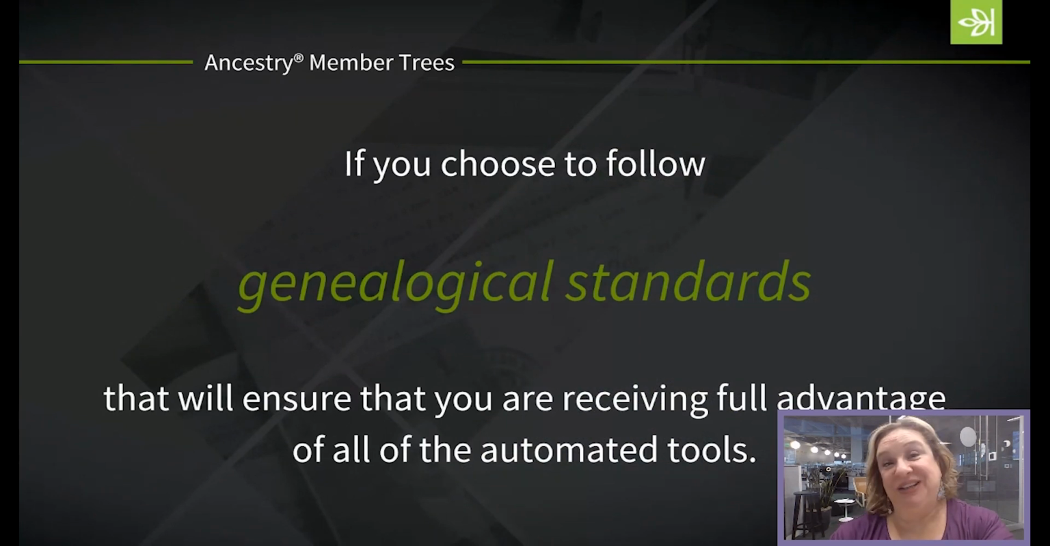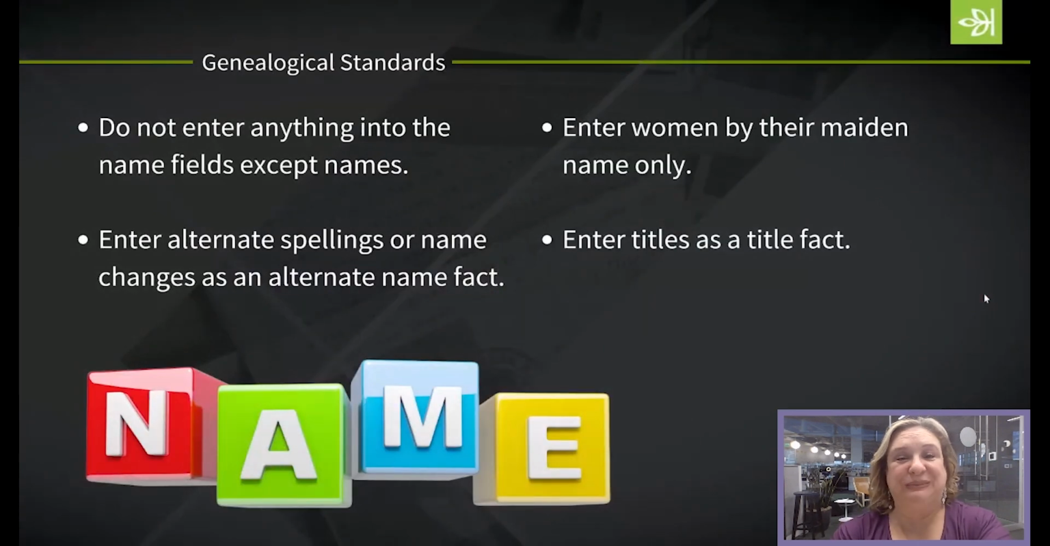Now, I mentioned some genealogical standards earlier, and if you choose to follow them, this will ensure that you're getting the full advantage of all the automated tools. All of the automated tools on Ancestry, such as hinting, searching from trees, some of the DNA tools that are used to help you figure out how you're related to your DNA matches, all of those rely on or are built to the fact that there are genealogical standards. So let's just look at a couple of those in a little bit more detail.